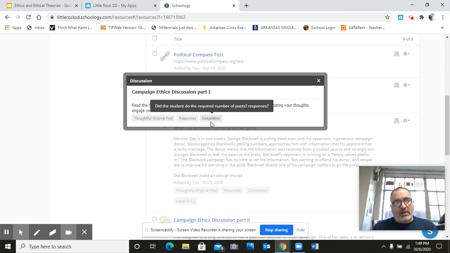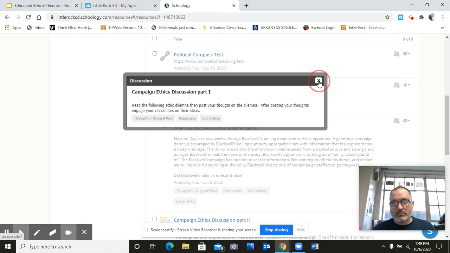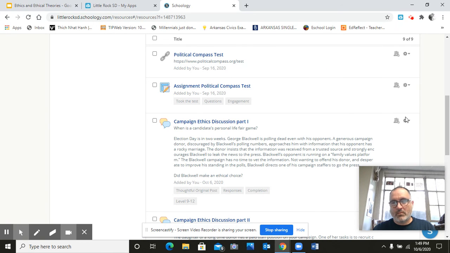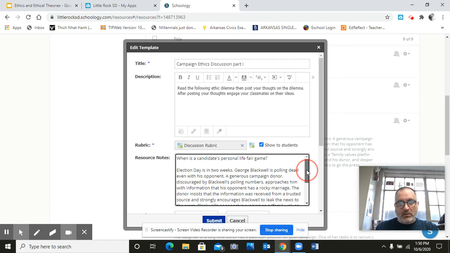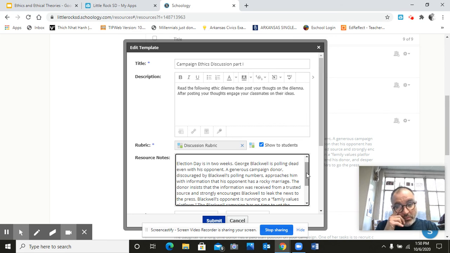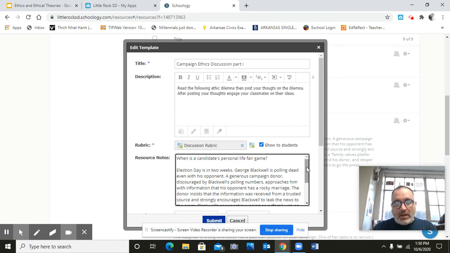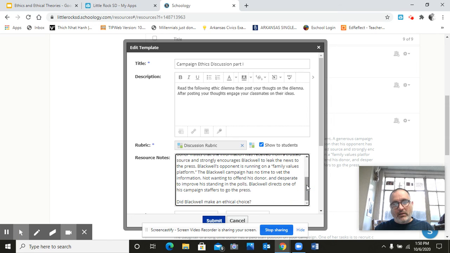So the first one is this campaign ethics. And you're going to read this dilemma down here. It's about George Blackwell, who is in a dead heat with his opponent. He gets some information from a donor that his opponent is having an affair, and then he ends up desperate for the donor's money and trying to improve himself in the polls. He could certainly use the money. So Blackwell directs one of his campaign staffers to go to the press with this information about his opponent having an affair. And then the question is, did Blackwell make an ethical choice?